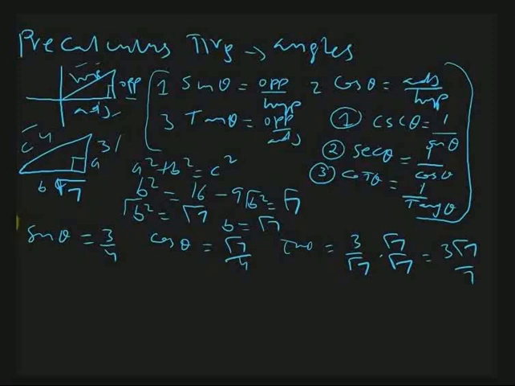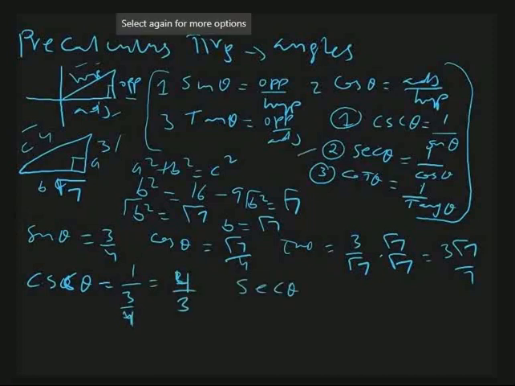So let's now find all the reciprocals, since we now have sine, cosine, and tangent. Cosecant is 1 over sine. It will be 1 over 3 over 4. In a fraction, basic middle school fraction, you have to flip it around. 4 becomes the numerator and 3 goes to the denominator. So your cosecant is 4 over 3.